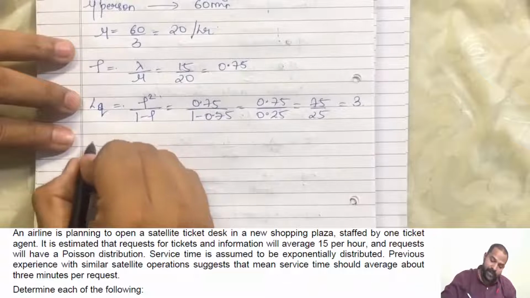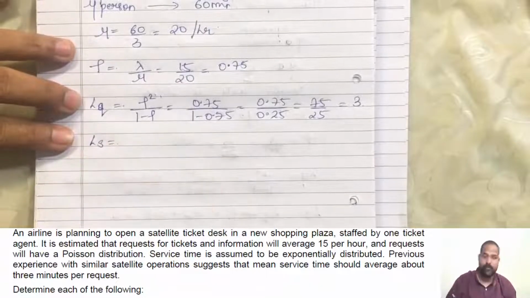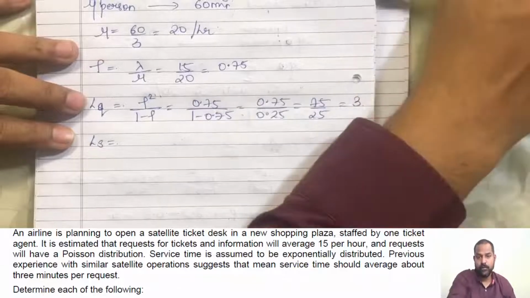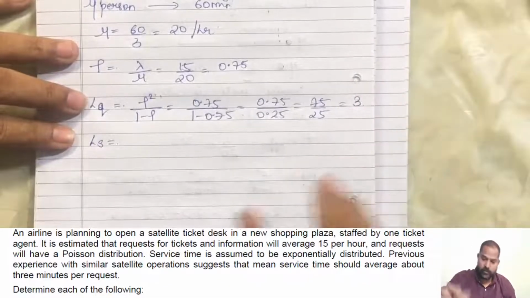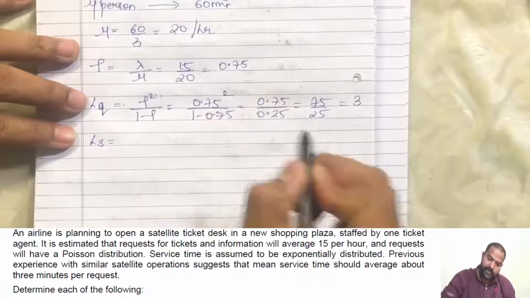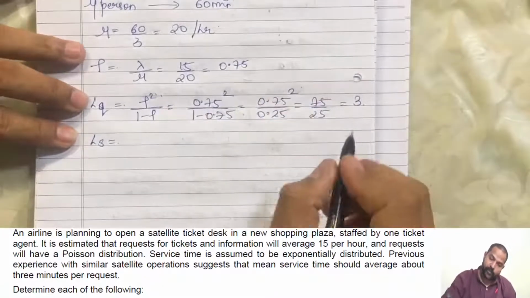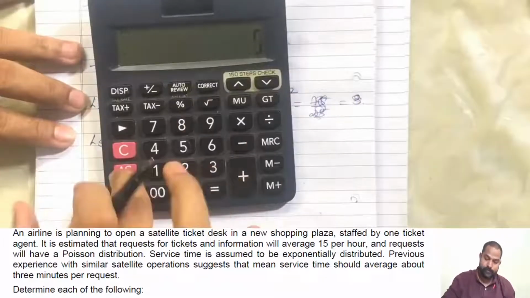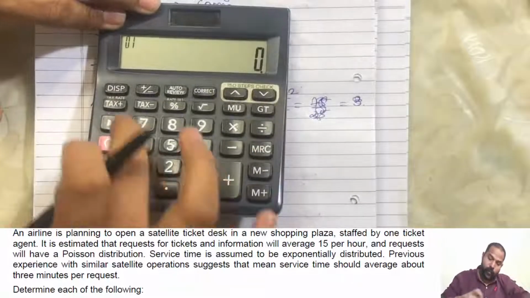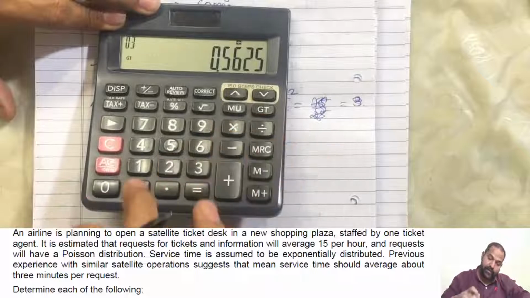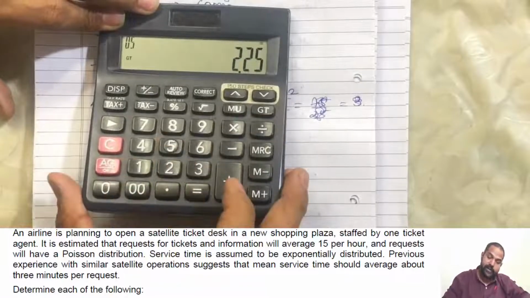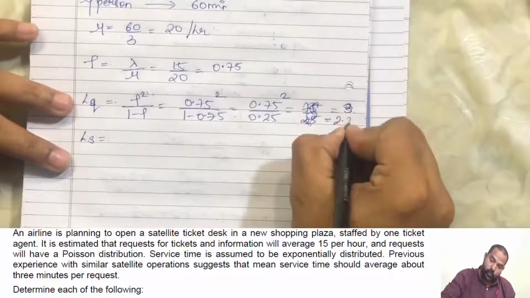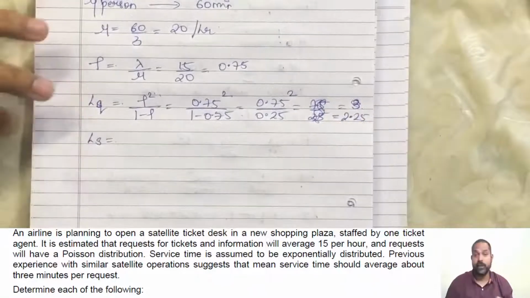How many people in the entire system? Sorry, I made a mistake here. It is 0.75 square, 0.75 square. So let me do one thing. Let me finish this off in the calculator. 0.75 square it and then divide it by 0.25. The answer is 2.25. I'm sorry. So the answer is 2.25 people in the queue.